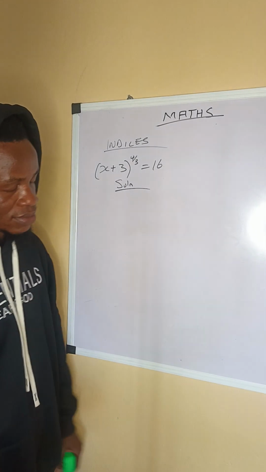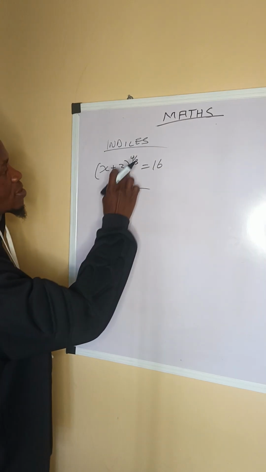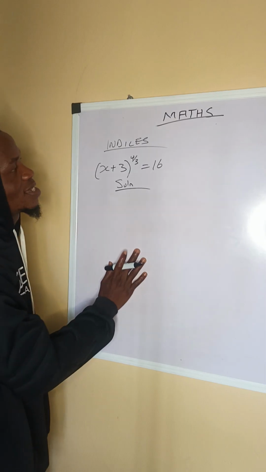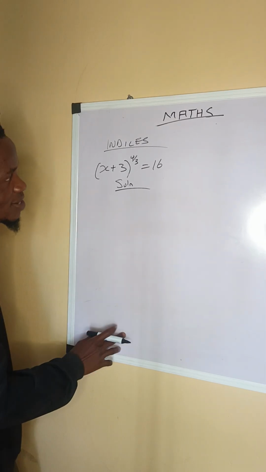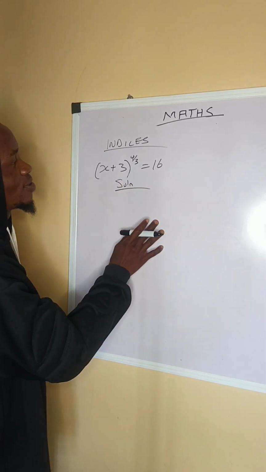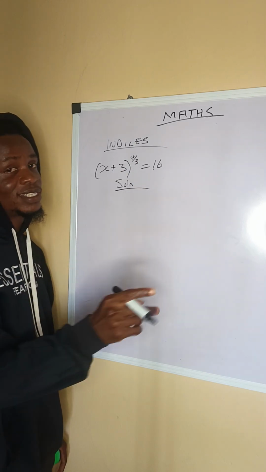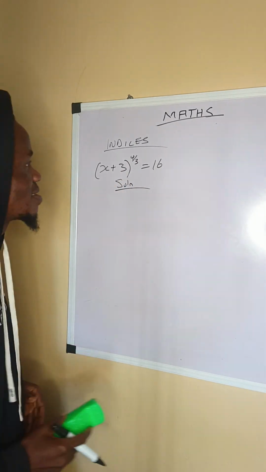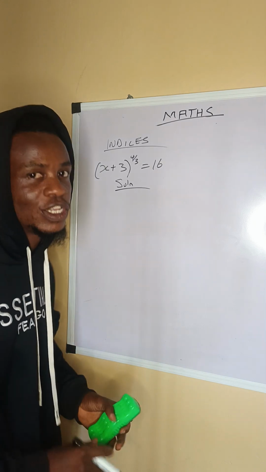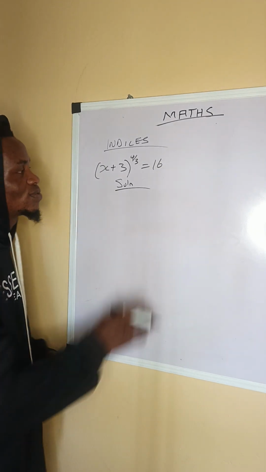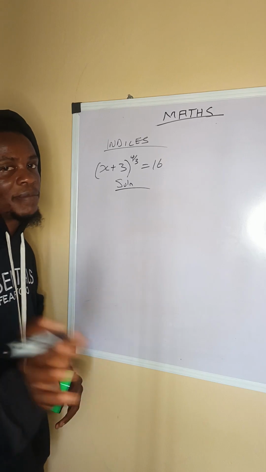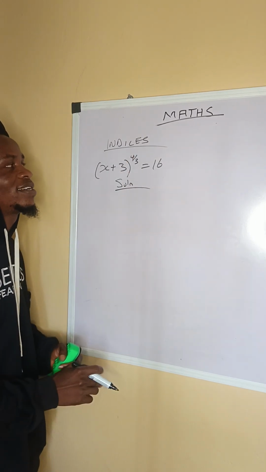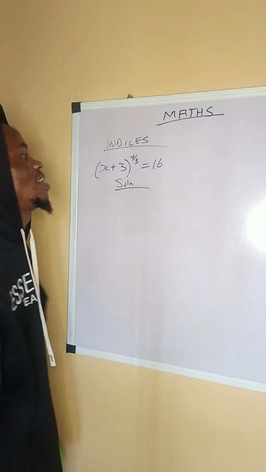Solution. We have (x + 3) raised to the power of 4 over 3 is equal to 16. So definitely, why do you think it looks very complicated? Because there is a power raised to 4 over 3, and this power makes it ambiguous, big and complicated to solve. So my main target first is to see how I want to analyze this power to make it simpler for me. You understand?